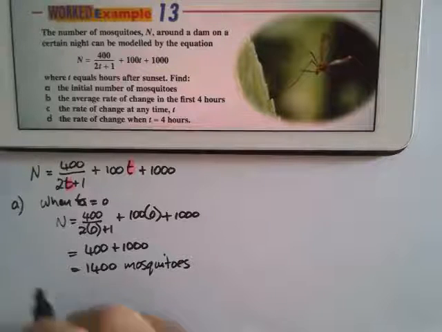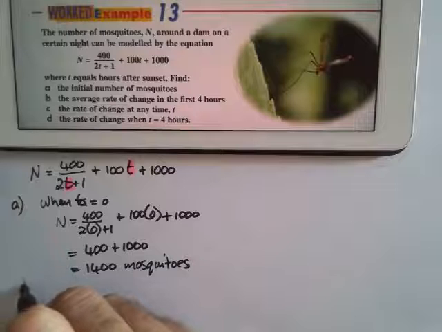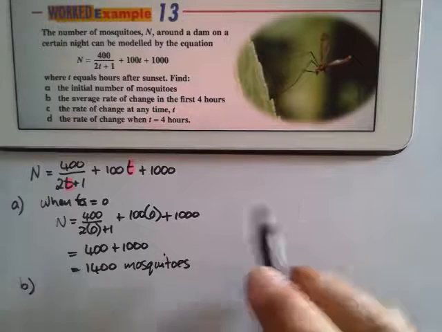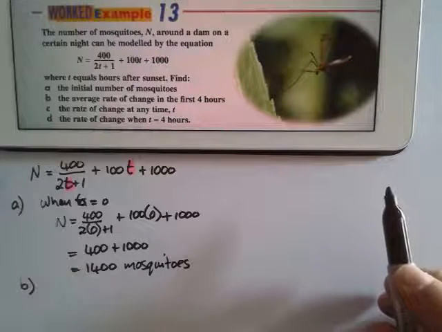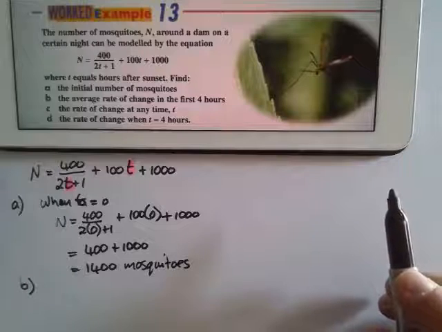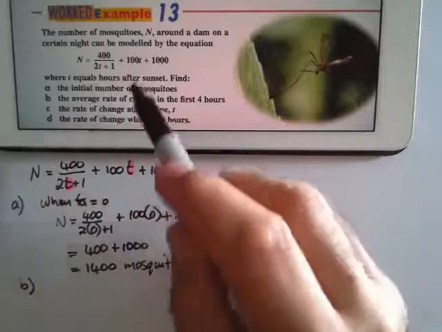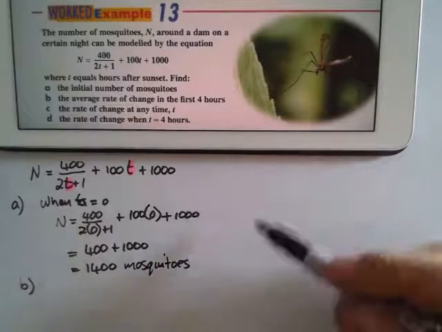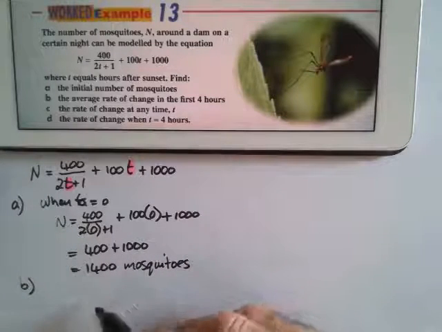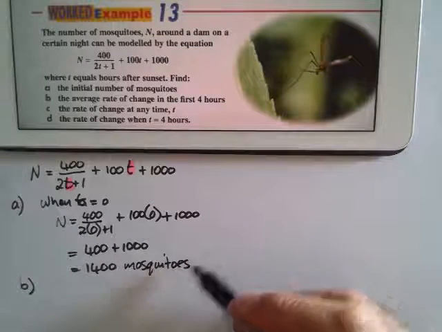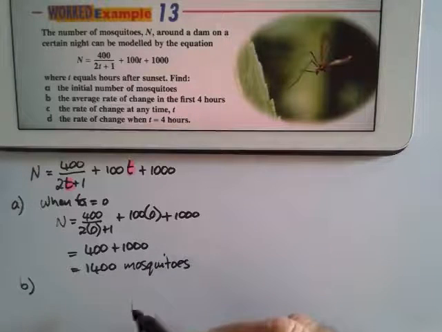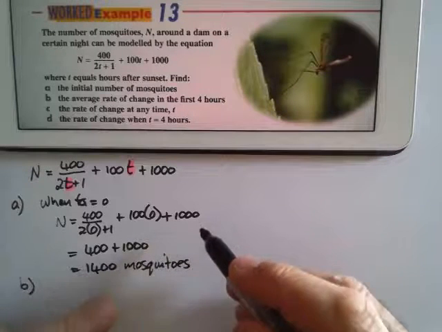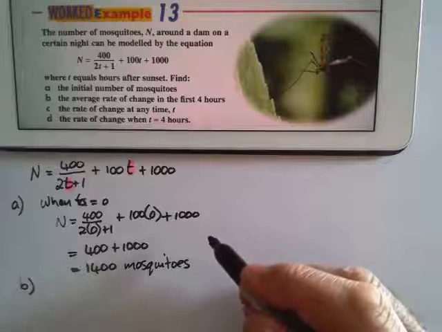Number B. In B, they say, what's the average rate of change in the first 4 hours? Now remember, this is some function, and it doesn't matter how this function looks like. It can be some weird thing. To find the average, we need to know what's in between 2 points. So we need to find the gradient between 2 points.